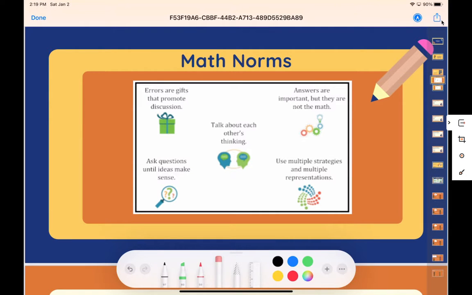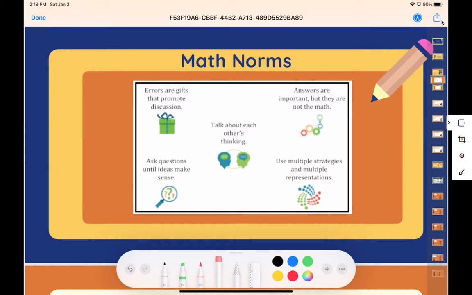Now, this one's a little bit difficult because we're learning virtually. However, with our questions that we ask through our Nearpod, as well as the breakout sessions that you guys are going to have with Miss Holland once a week, that will give you an opportunity to talk more about your thinking to others. Our fourth math norm is answers are important, but they are not the math.